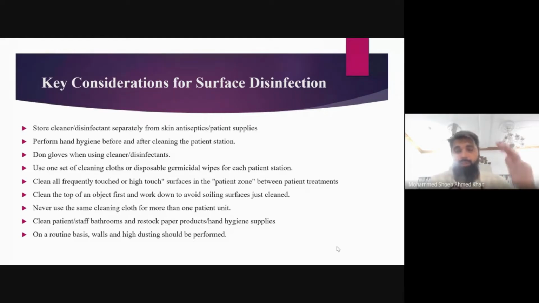Probably a checklist should be stuck over there on the bathroom doors and all, whether it has been cleaned every third hourly, second hourly, whatever the institute's protocol is. Preferably every 2 hours, it will be better.